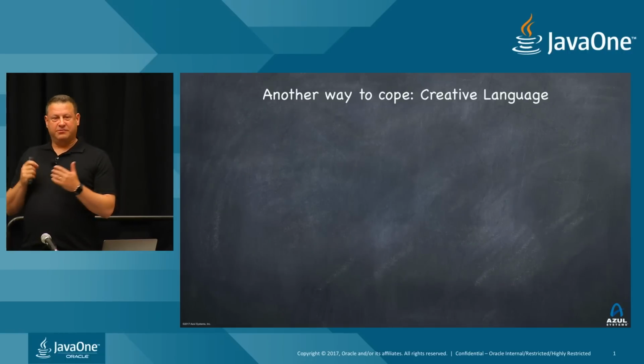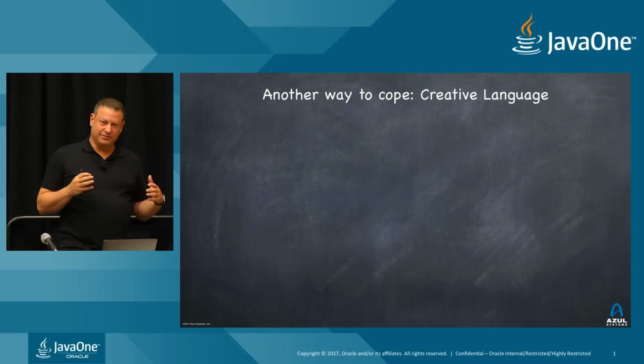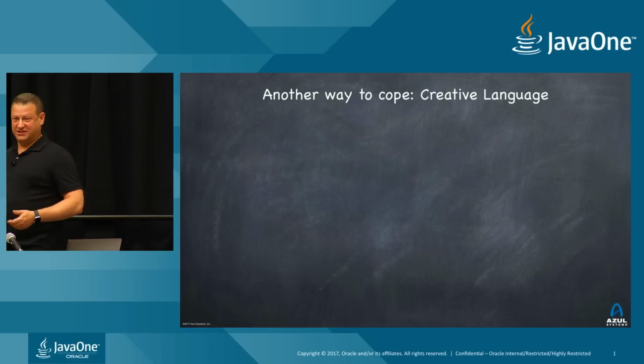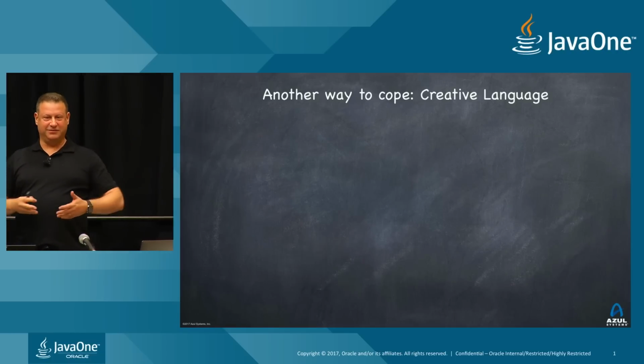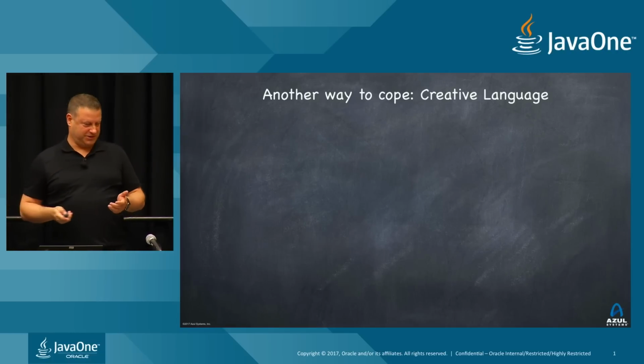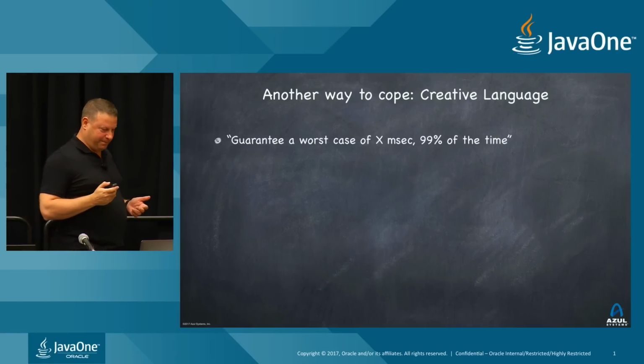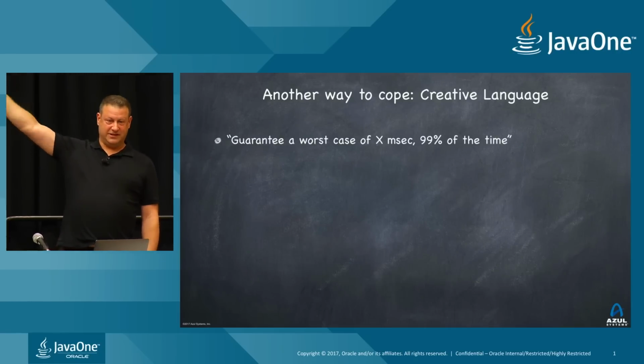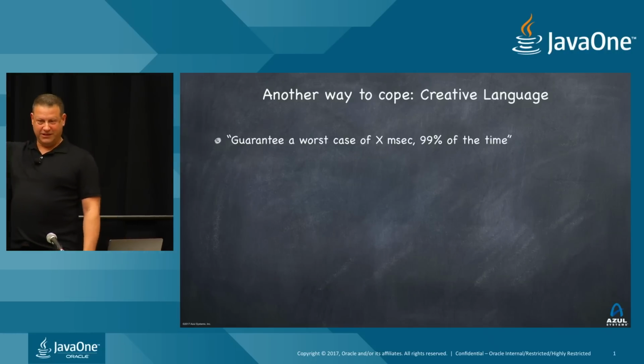Another way is to use creative language to make yourself feel better about the fact that you have stop-the-world GCs that'll just freeze your entire application for no good reason except the collector wants to go on vacation. These are actual sentences from marketing material and design goals on the web, by the way. I'm not making any of these up.